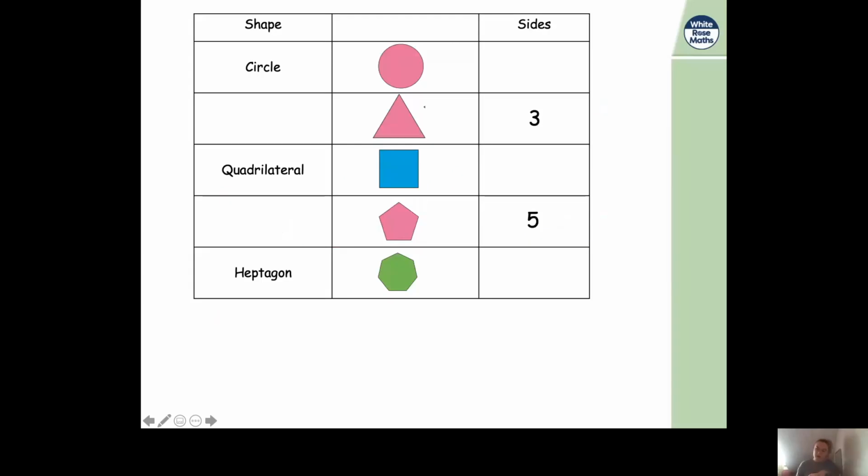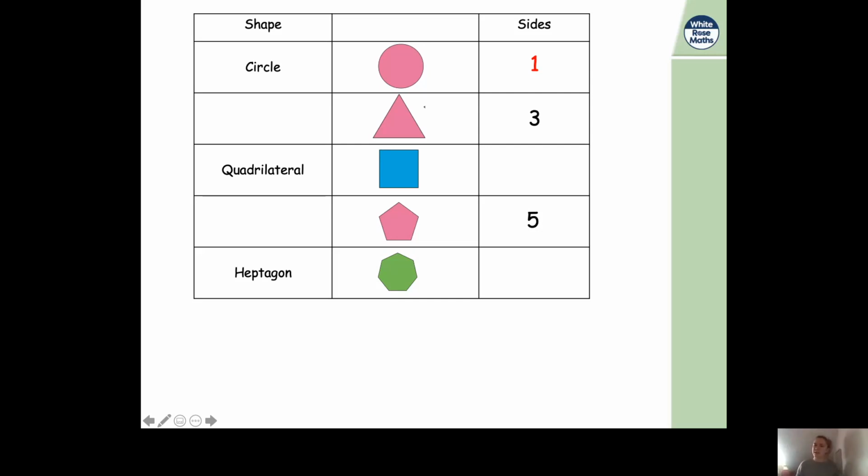Now, we have just looked at a hexagon with 6 sides and an octagon with 8 sides. Now, we have a table here, and in some cases, we are missing the name of the shape. And in other cases, we are missing how many sides that shape has. So let's first of all have a look at the circle. Now, how many sides does a circle have? Well, it's just one round line, isn't it? So therefore, a circle only has one side. It's got one curved side.